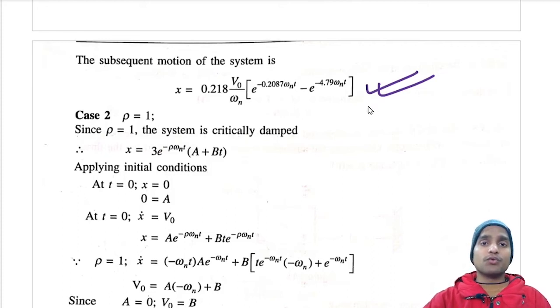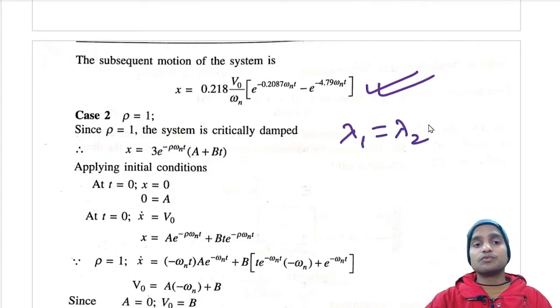Case 2, when rho is equal to 1, so the system is critically damped, and in this also there will be no oscillation, so there will be no harmonic terms, there will be only exponential decay of amplitude terms, and the lambda 1 value is equal to lambda 2 is equal to minus rho omega n, simply like this. Okay, both of the terms are equal here, and we can put this value here, minus rho omega n, sorry.